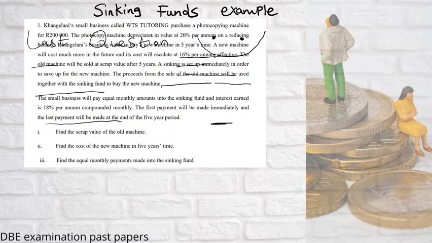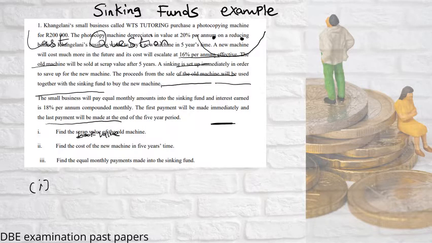So there are lots of restrictions and all that, but it's a very simple question. Let's start with I. Find the scrap value of the old machine, right? The scrap value is sometimes called the book value, that is the value that the machine has depreciated to.